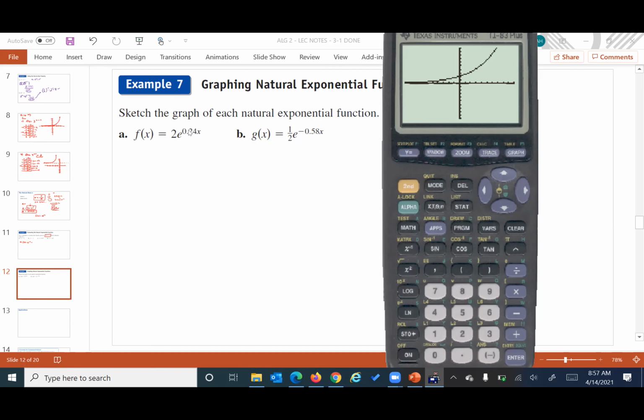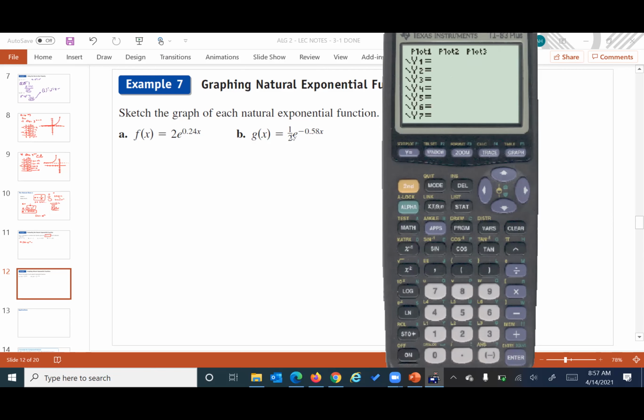Real quick here, before we graph letter B, notice you have a negative in the exponent. What's it going to do? What's the prediction of the graph? It's going to be reflected along the y-axis, Abe told us, right, last time? Whenever you put a negative inside the exponent, it reflects it. So it's going to start off high and it's going to slow down, go down, and get closer to 0. Let's check, let's see if it does.